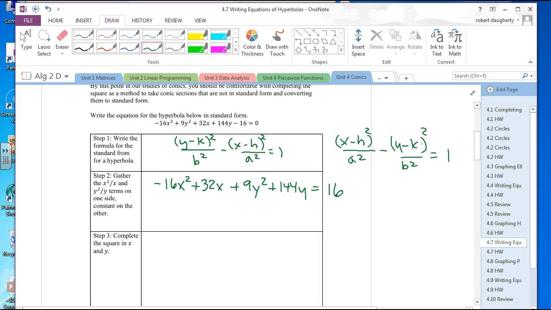Now what do I have to do? I've got to complete the square in x and y. Okay, so in completing the square, you've got to have an x squared and a y squared. You can't have any number in front, so you have to factor that number out. So what has to be factored out here? Negative 16. Okay, what do you multiply negative 16 by to get negative 16x squared? X squared.